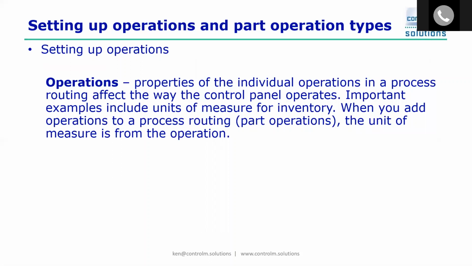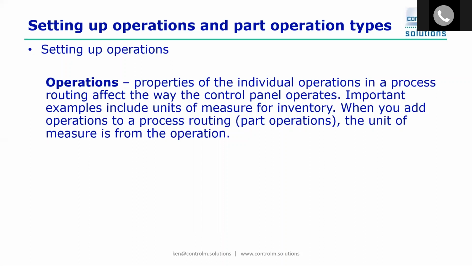Next, we're going to talk about setting up operations and part operation types. So, what are operations? Any property of the operation in a process routing affects the way the control panel operates. So some examples include units of measure. So if you're setting up a part and you apply a certain operation to the part operation, unit of measure, just know that those come from the operations themselves. So when you add that operation to the process routing, it becomes a part operation. The unit of measure is from the operation itself.